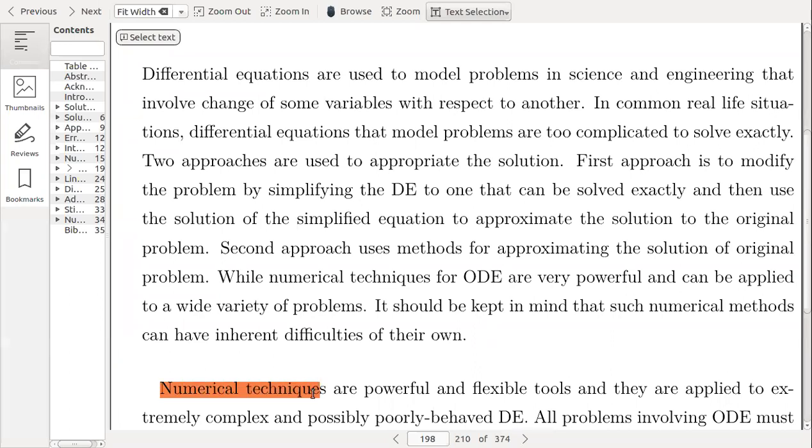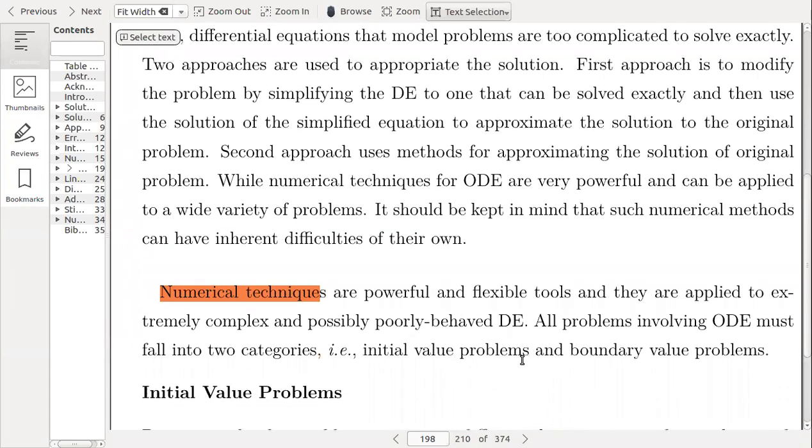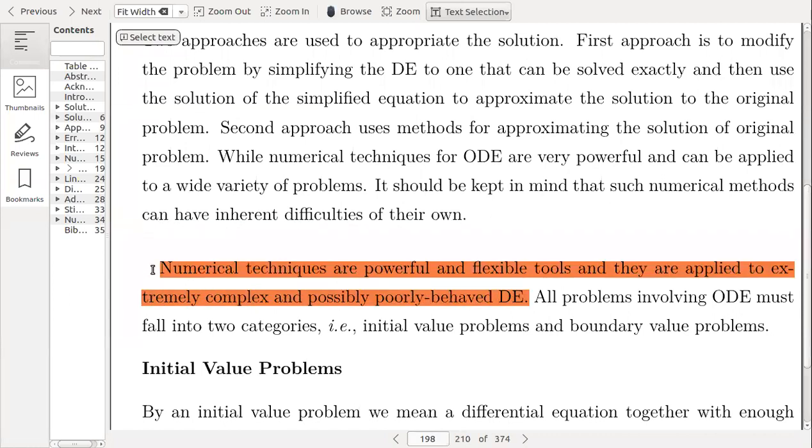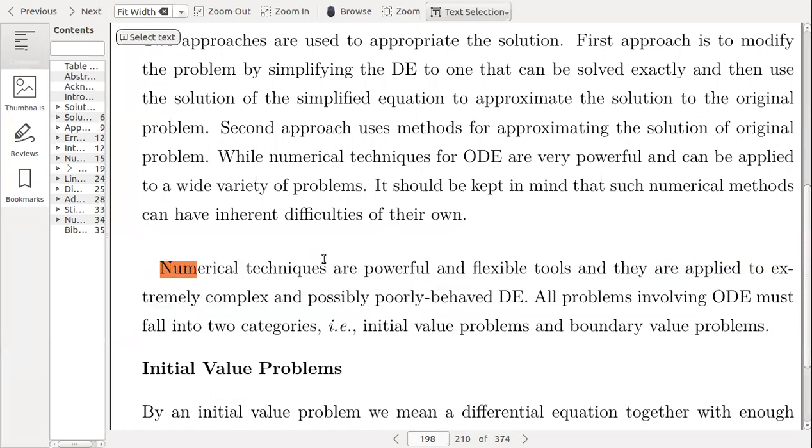Numerical techniques are powerful and flexible tools, and they are applied to extremely complex and possibly poorly behaved differential equations. So we are lucky that we have numerical techniques which are very powerful and flexible, and can be applied to different ordinary differential equations, even extremely complex ones and possibly poorly behaved ones. For example, if we have an ill-conditioned system, we can turn it into a well-conditioned system to apply the numerical techniques.